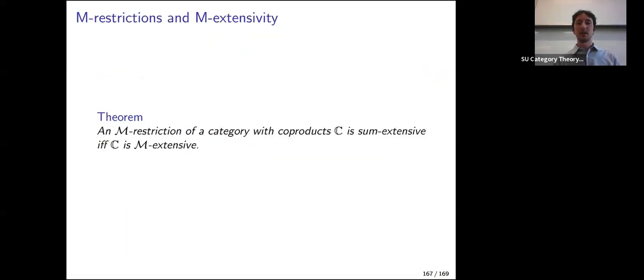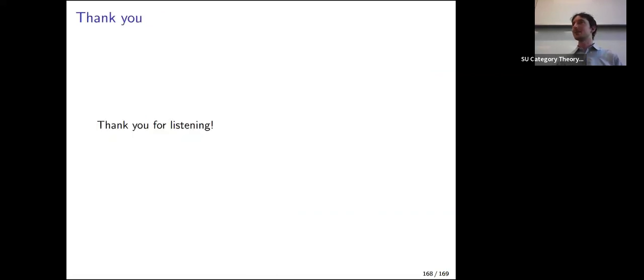Also due to Michael. Okay, so it turns out that if the M restriction of a category is sum-extensive, then C is M-extensive, sorry. This is the case for coproducts, where your sum structure is coproduct. Okay, cool. That's everything that I had to share. Thank you.